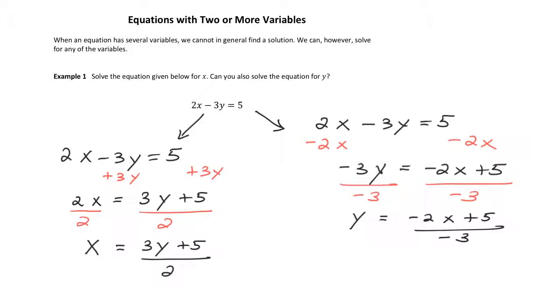And we could simplify this a little bit. You can multiply the negative here from the denominator to the two terms in the numerator. That will change this to y is equal to positive 2x minus 5 divided by 3. So here we have two answers, one for x, one for y. They're different, and this will happen if you have an equation with two or more variables.